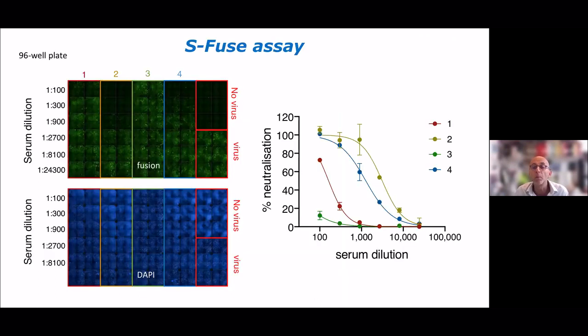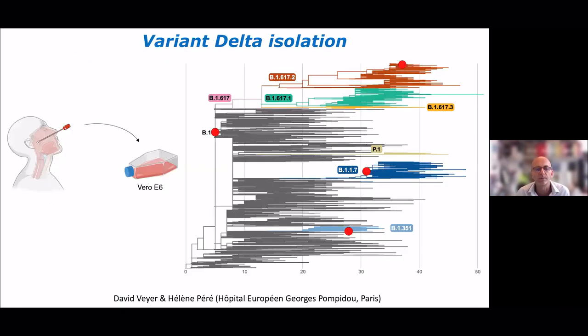So this is an example of the experiments we can perform, and here this is the test of 4 different sera, and we can perform serial dilutions of the sera, and you can see that, for instance, serum number 1 is barely neutralizing, whereas serum number 2 is highly active, and this is not the case here for serum number 3. And so we can easily calculate IC50 for a large number of samples.